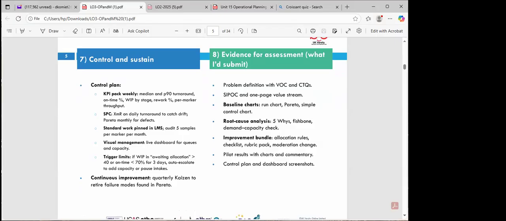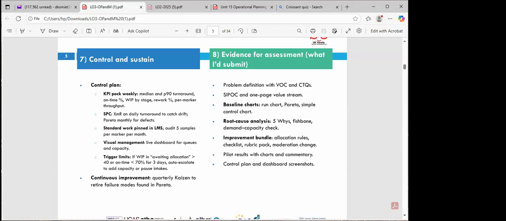KPI, key performance indicators. We spoke about that. Track weekly: you're looking at a median and a P90 turnaround, on-time percentage, WIP by stage, and rework percentage. Rework percentage is what percentage of work needs reworking, or defects that need to be corrected. Per marker throughput: it might be work that needs marking. So those are the control measures that you're looking at.